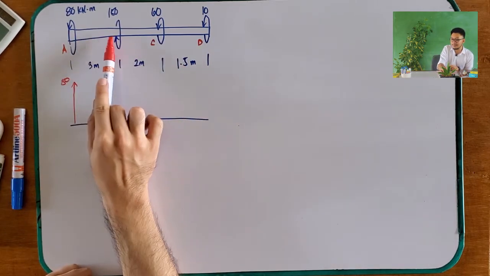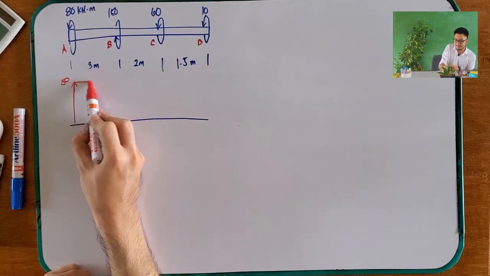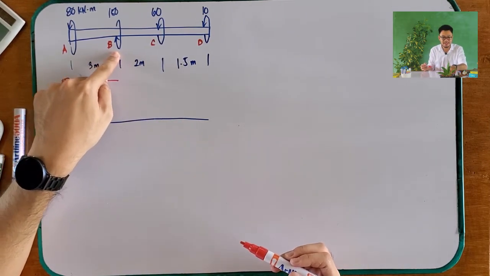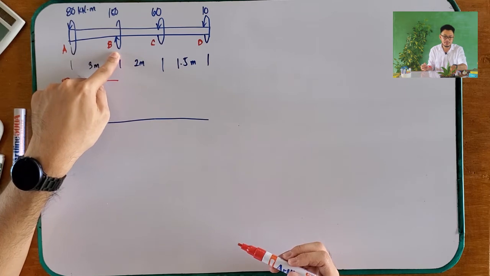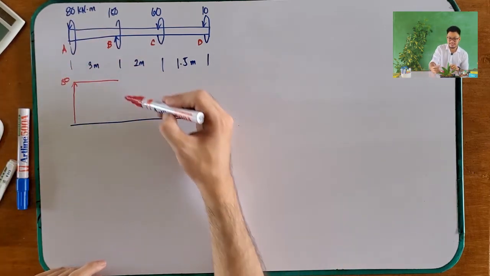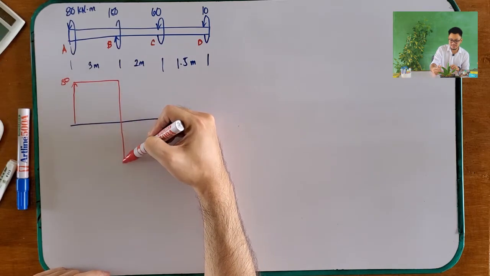Walay torque nga gi-apply diri, so this is constant. And na siya clockwise nga direction, so this one is negative. So unsa na may tabuan ni? 80 minus 150, that is negative 70.